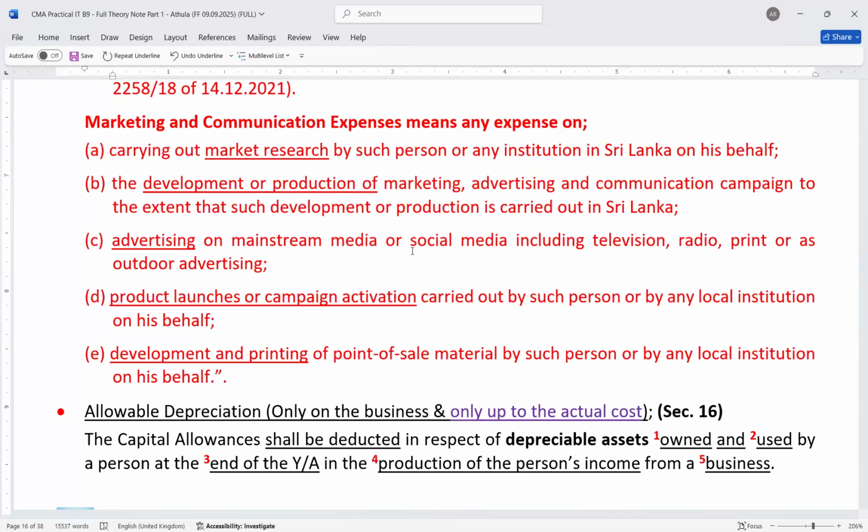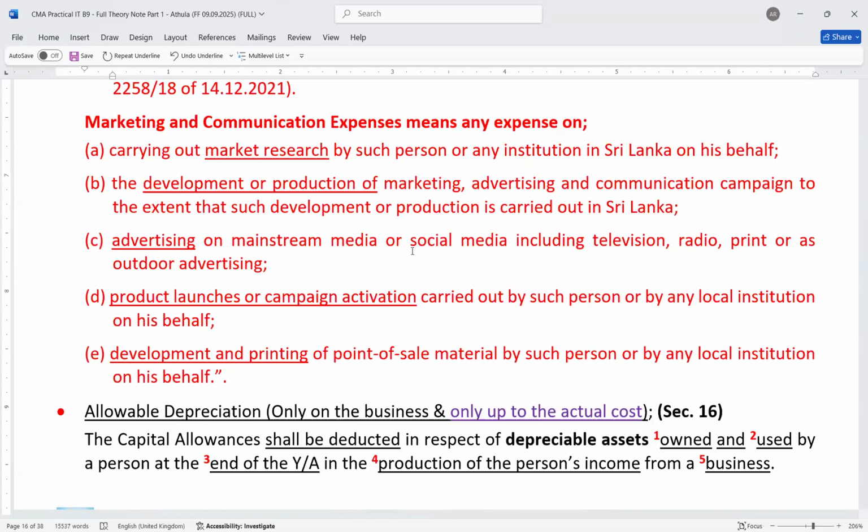Then the second part, campaign activities. The scope of campaign activity is not limited to once. Because you can do campaign activities not only once, but on several occasions. Therefore, it is open-ended. Carried out by the person or by any local institution on his behalf.